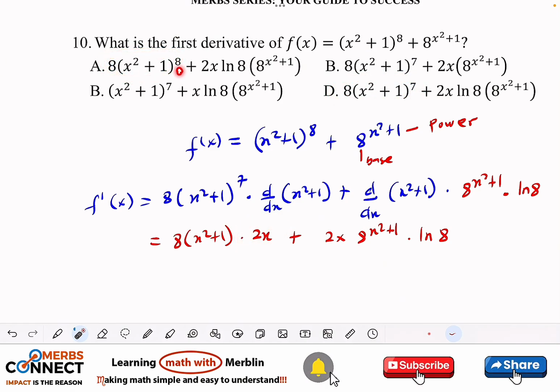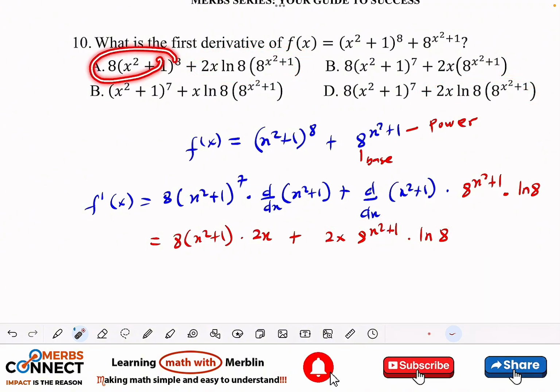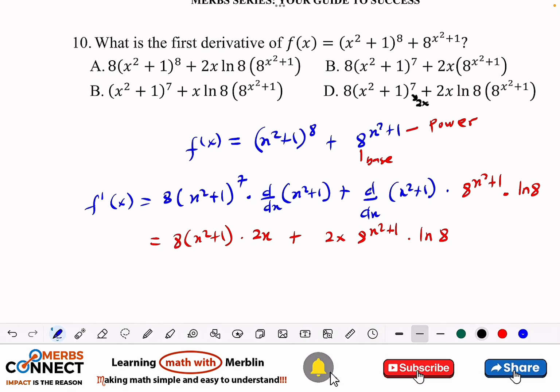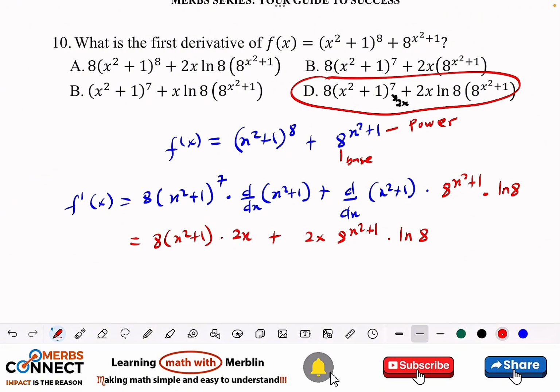So it means that there was a typo inside the solution, because we are having this, which is here and also here. But this one is also out, because this one's supposed to be 7. So this one is the one with a 7, but lacks 2x. So we add 2x to it, and then we have our final answer here to be D. Good. So that is question 10.